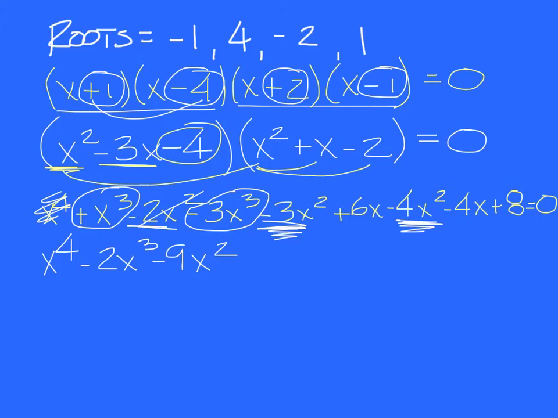So we're done with that, that, and that. The x terms, we have two of them. 6x minus 4x is 2x. And you have just one constant, which will be 8.